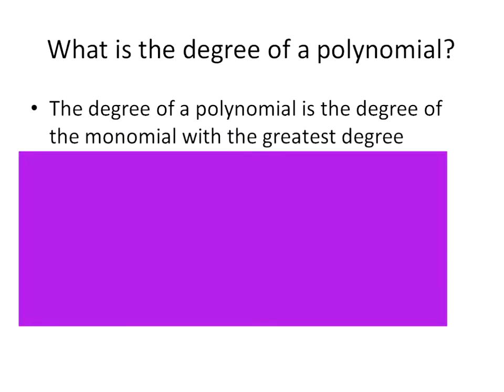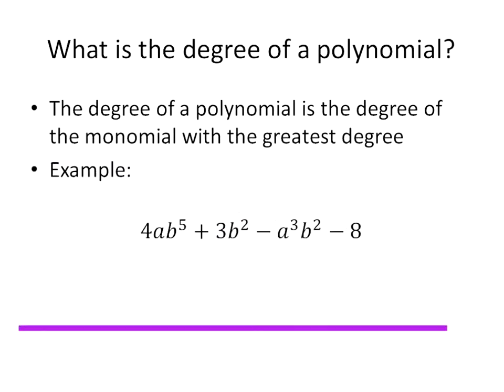Okay, so what is the degree of a polynomial? Well, that's important for us to understand, because it helps us put the numbers in a specific order, and be all consistent as we all work together. The degree of a polynomial is the degree of the monomial, or the term, with the greatest degree. So let's look at what that means in terms of our numbers. So I put an example on here.